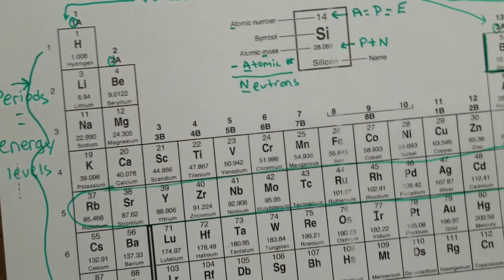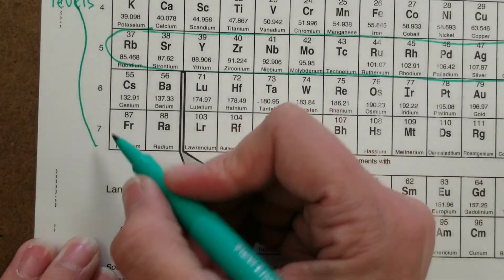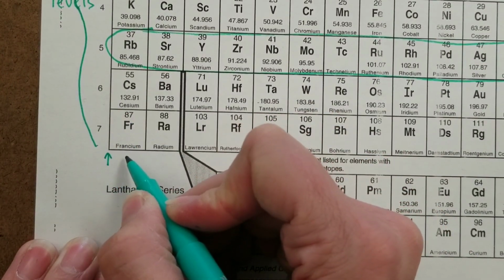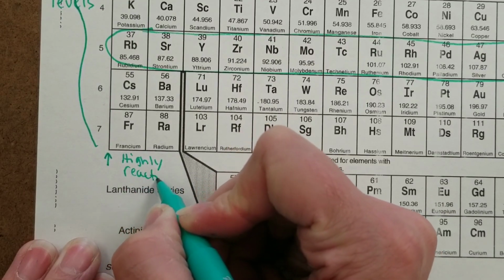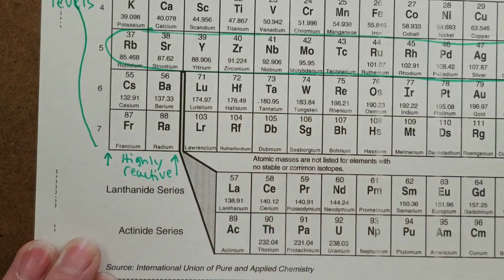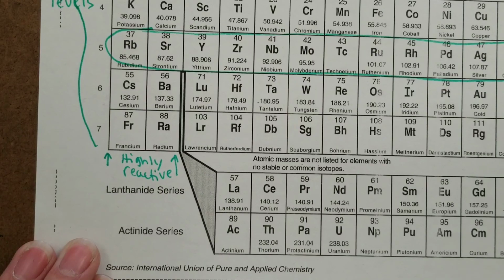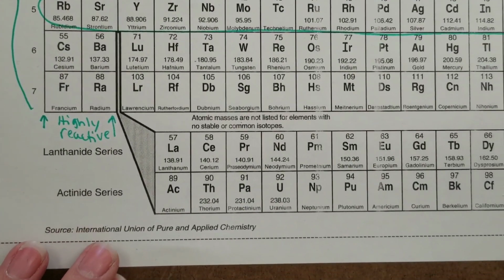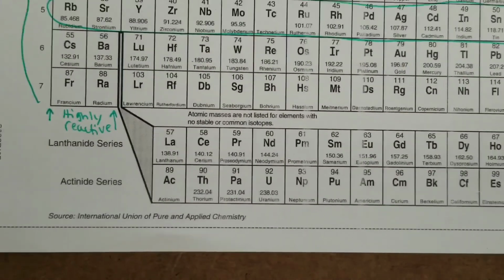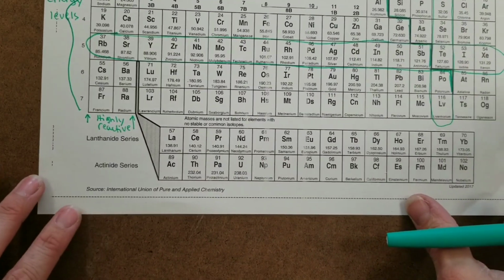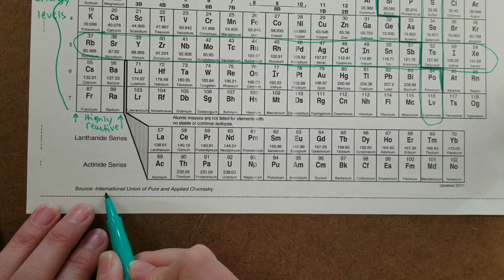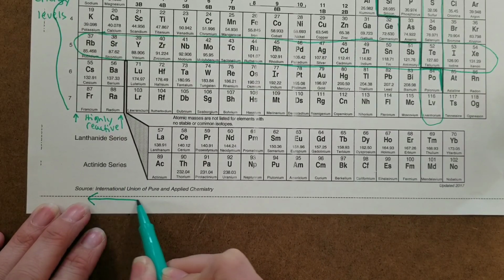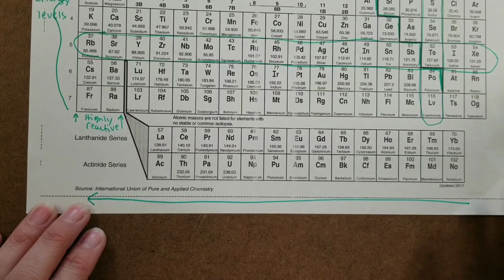So I'm going to add on here at the bottom that these group 1 and even group 2, these are highly reactive. These are my highly reactive elements. And of course, as I go to the right of my table, should I do it? Should I make a huge long line with an arrow? I think I will. All right, so highly reactive, I'm just going to put an arrow this way and draw a nice long arrow here.